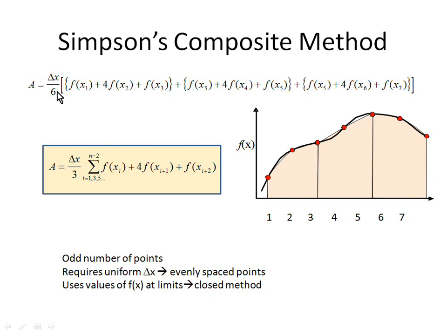Okay, so that's the Simpson method. One of the downsides is that it requires an odd number of points. So that puts a restriction on us, and it also requires that we have a uniform delta x. So the spacing between these points here is uniform. It also uses the value of f of x at the limits. So it's a closed method.